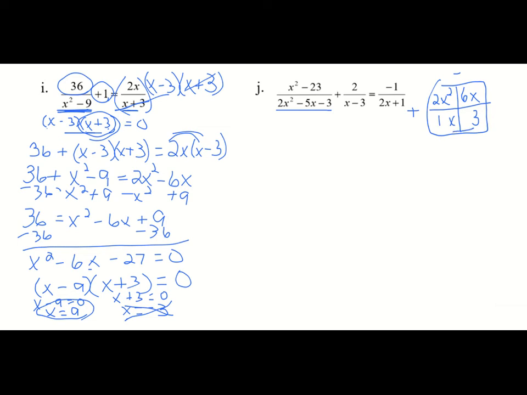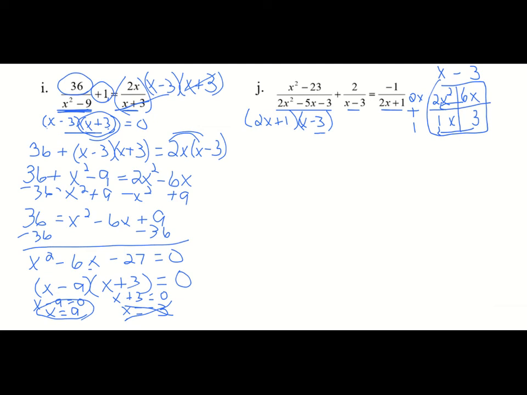When I factor across, my GCF for 1 and 3 is 1. For 2x squared and 6x, it's going to be 2x. 2x squared and x is going to be x. And then 6x and 3 will be 3. So factored form is 2x plus 1 times x minus 3, which is kind of nice because my two other denominators are x minus 3 and 2x plus 1.